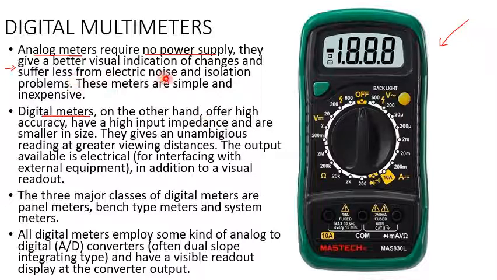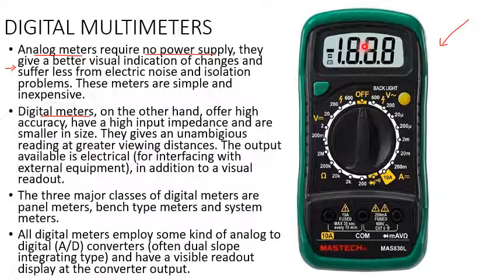The next is that analog meters suffer less from electric noise and isolation problems. These meters are simple and inexpensive. If you take any analog meter, it will normally be cheap. Whereas digital meters have more circuitry, so they are more expensive when compared with analog meters. These points you have to remember.